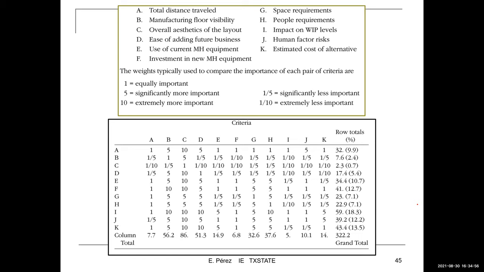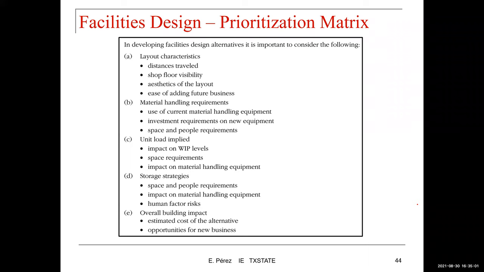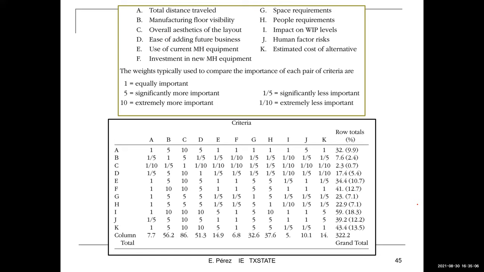So here's an example of how we can implement something like this, the prioritization matrix. We list all those items, and we have a letter associated to each. And then we have weights that tell you if they're equally important, more important, slightly more important, or significantly less important or extremely less important. What you're going to do with this matrix is compare each one of these items at the top, from A to K, and assign a value of 1, 5, 10, 1/5, or 1/10 to each combination.